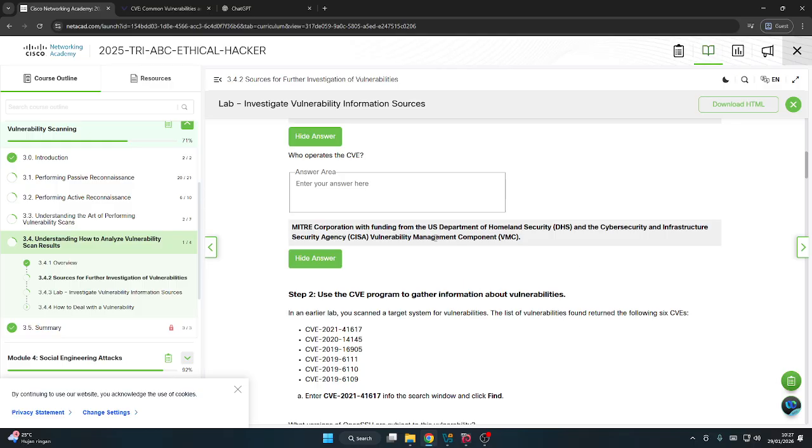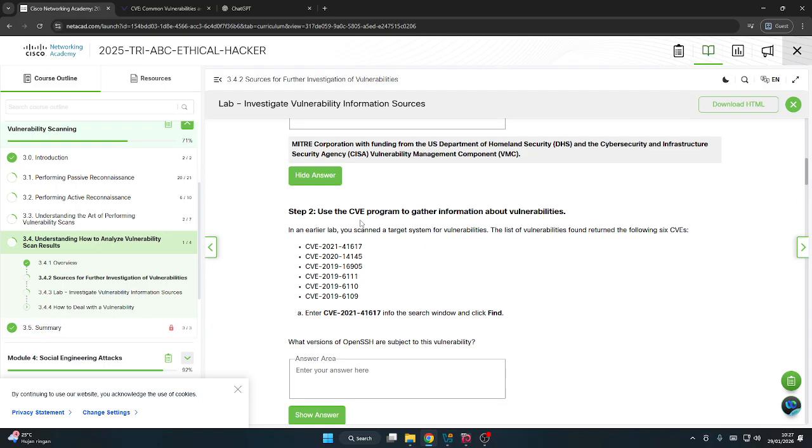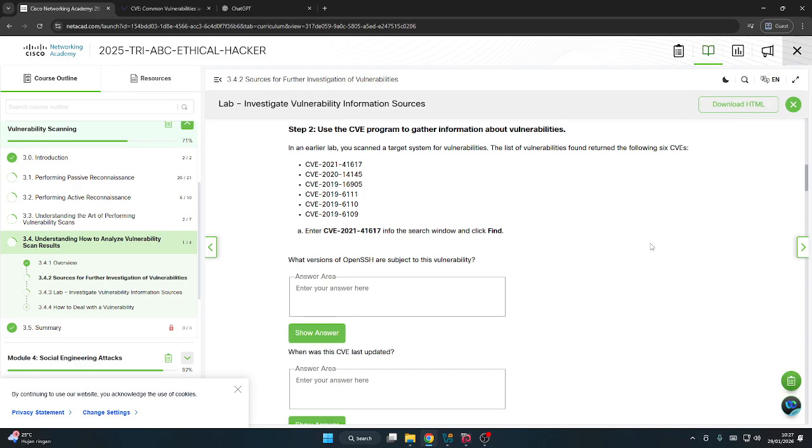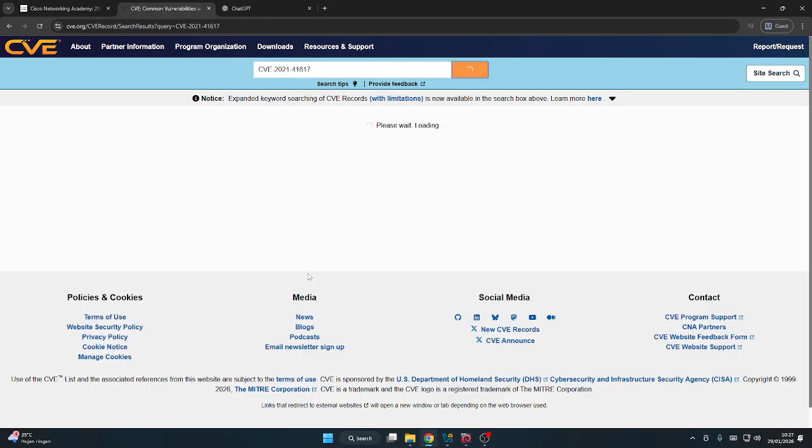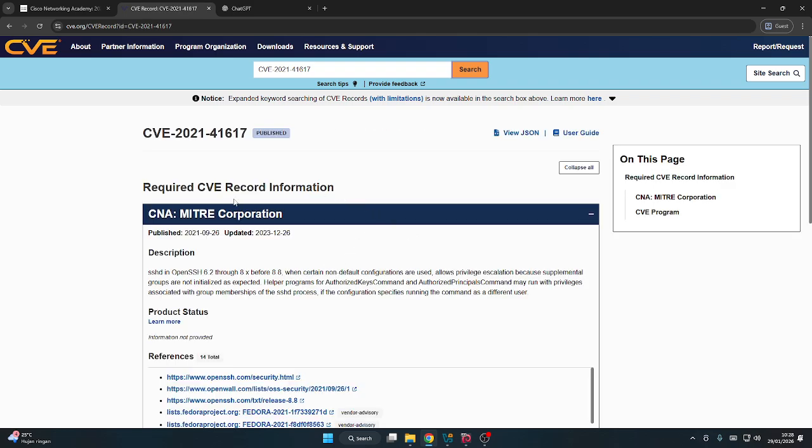Vulnerability Management Component. So step 2 is to use the CVE program to gather information about vulnerabilities. In an earlier lab, we scanned a target system for vulnerabilities. The list of vulnerabilities found returned the following 6 CVEs. So enter the CVE in the search window here, and we will see the required CVE record information. CNA: Metric Corporation.